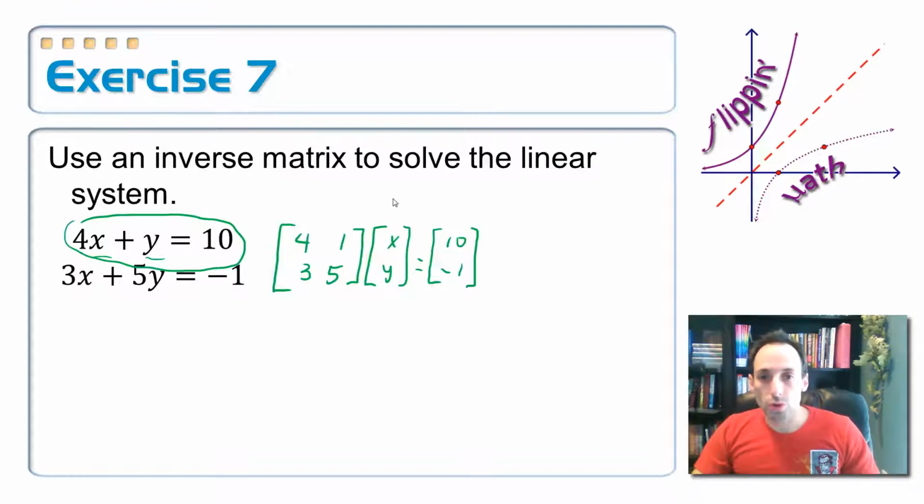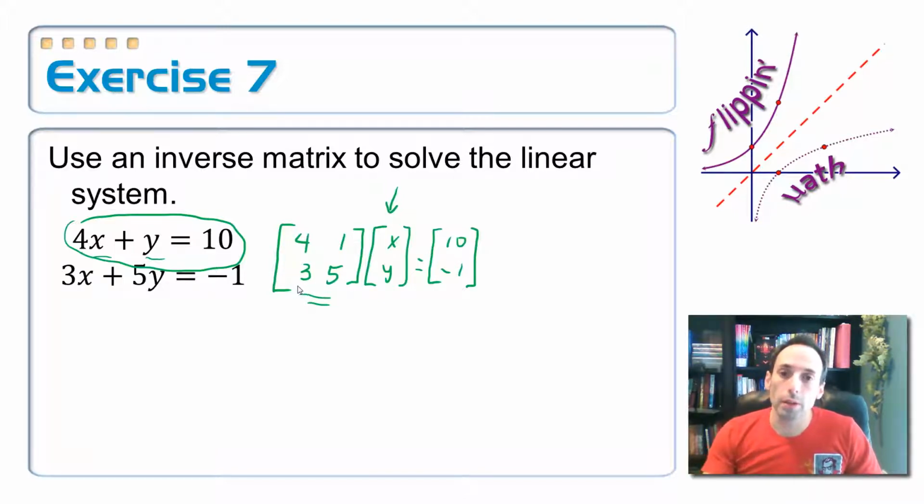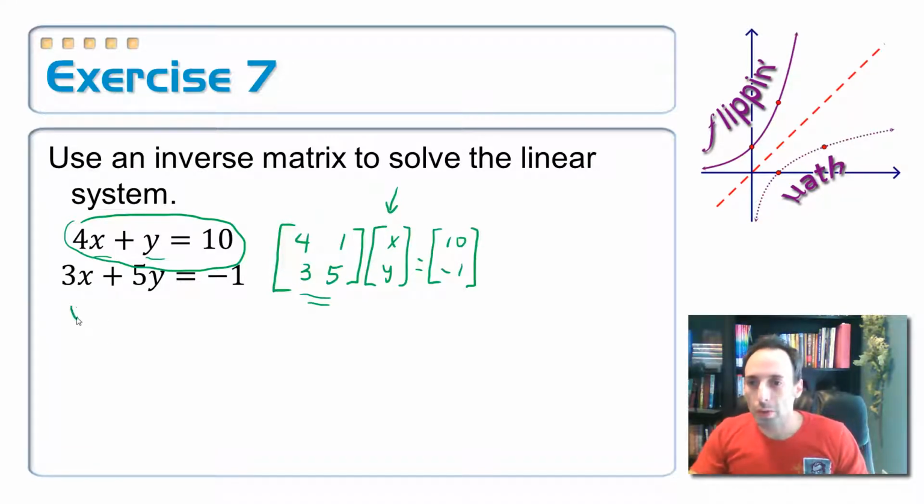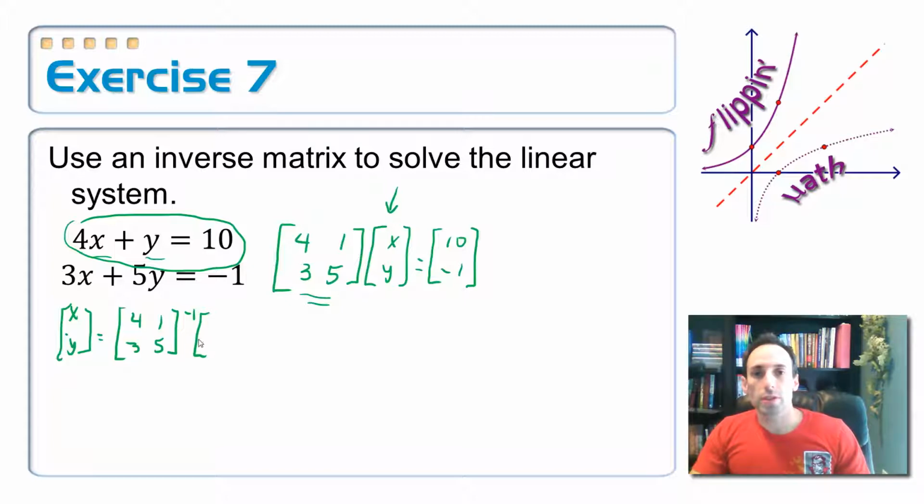Okay, so in order to solve this for x, y, our answers, we need to get rid of this matrix. I get rid of that matrix, the coefficient matrix, by multiplying by the inverse. So that's what I'm going to do. So my answers, x, y, is equal to the inverse of my coefficient matrix, 4, 1, 3, 5, inverse, times the 10, negative 1.